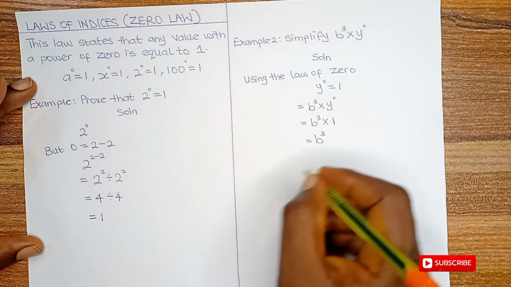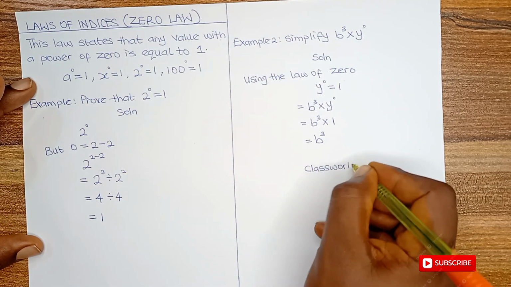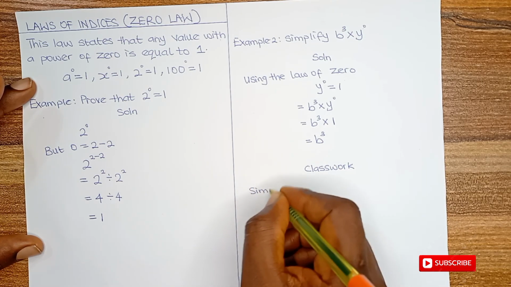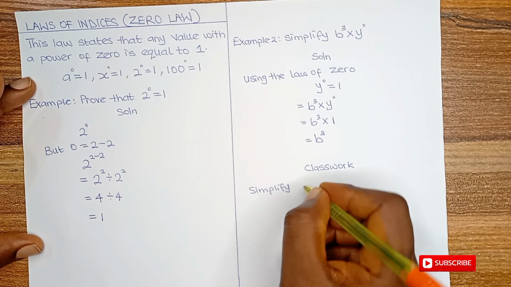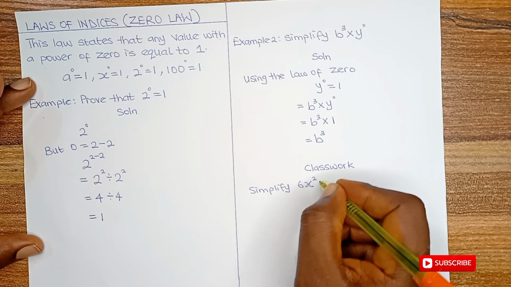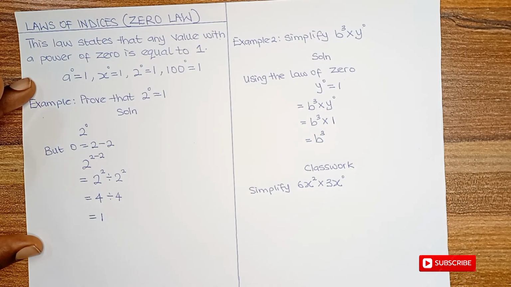So with that in mind, I would like you to solve this classwork and leave your answer in the comment section. We have: simplify 6x to the power of 2 multiplied by 3x to the power of 0. I'd like to see the answer to this simple question in the comment section.